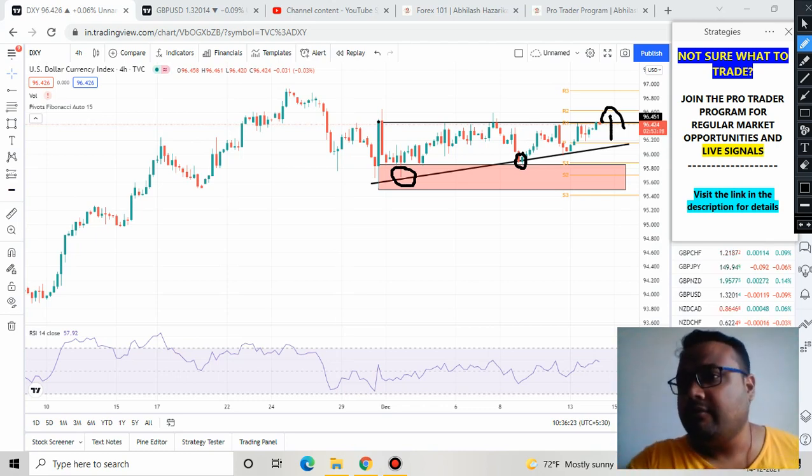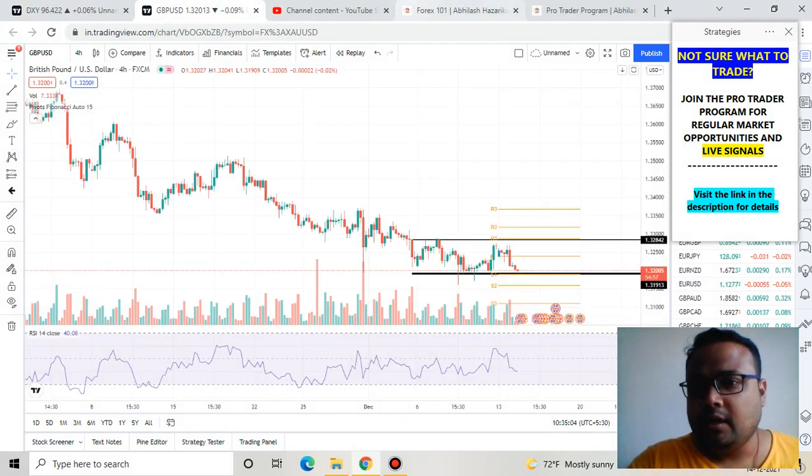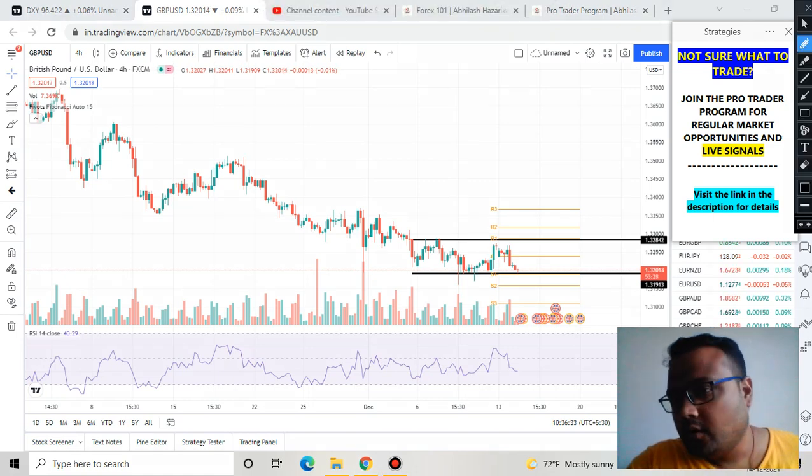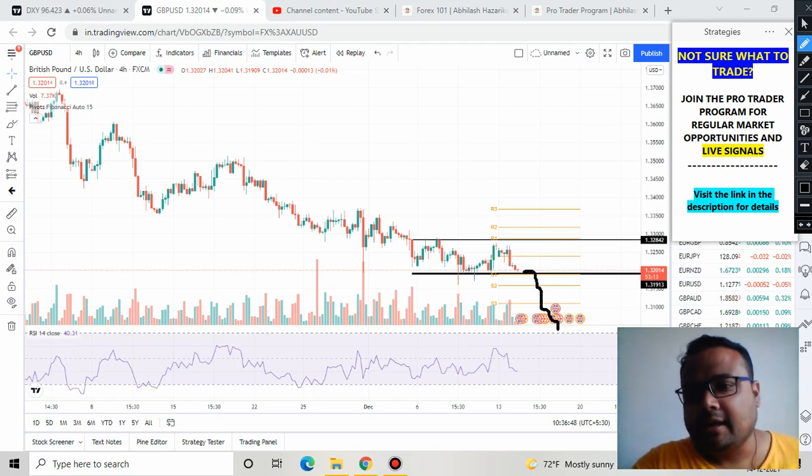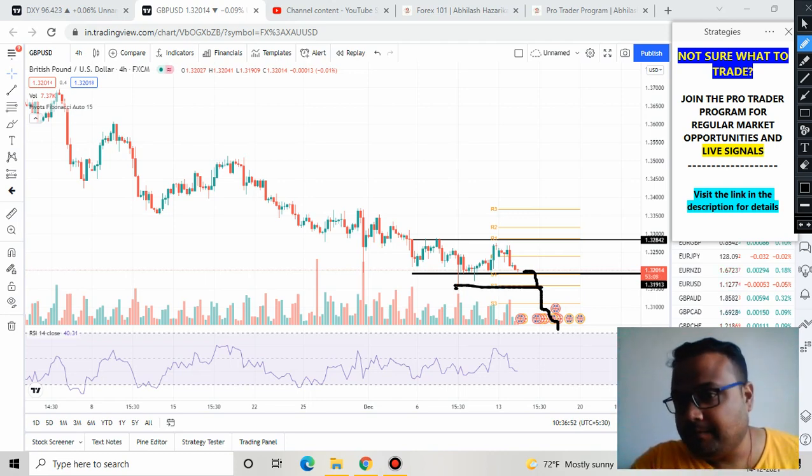If it happens, if DXY gets bullish again, then GBP USD will go down. GBP USD will start going down again. That can be very risky for us. So if you want to take risk, if you have been trading for quite a considerable amount of time, then yes, you can take the risk here by taking a buy position with proper stop loss below this particular level. Okay, with a stop loss of around 60 pips you can take a buy position.